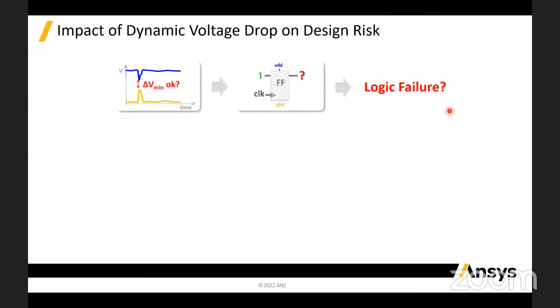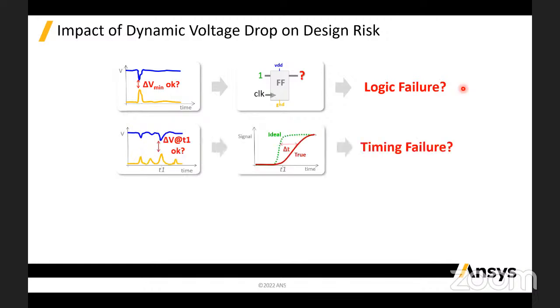Now let's look in a little more detail at how voltage drop creates risk for the IC design. In this diagram, you will see an example of a simple flop and the VDD and the GND pins. On the left side, there is an example of the blue waveform and the yellow waveform, which show the VDD and the GND voltages for this particular flip-flop. You will notice that with a sharp dip in the VDD voltage and a sharp bounce on the GND pin, the effective supply voltage drops to a very low value, which means that the flip-flop will not even be able to operate, and that can result in a logic failure at the output of the flip-flop. So this is one type of risk, where the design is impacted due to the dynamic voltage drop.